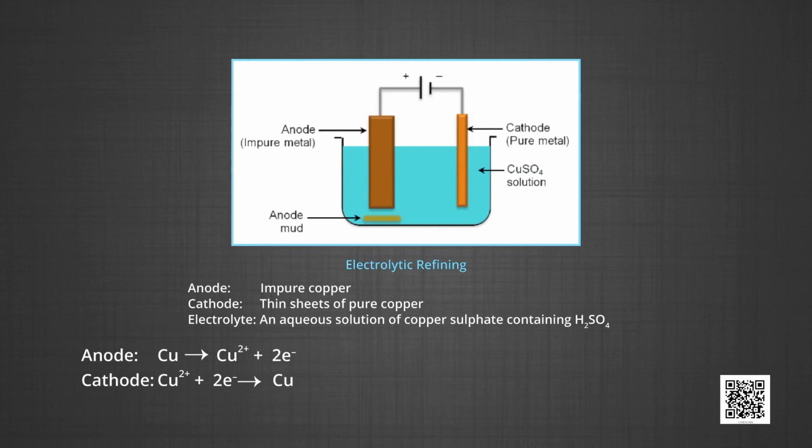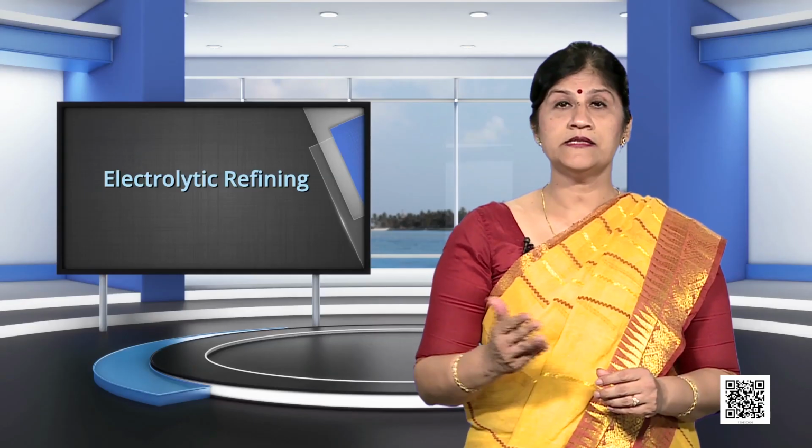The metallic impurities present in the blister copper drop down and deposit as anode mud, which contains antimony, selenium, tellurium, silver, gold and platinum. Recovery of these elements may meet the cost of refining. Zinc, silver, aluminium and lead may also be refined in this way. The metals obtained are of very high purity of the order of 99.9% purity.